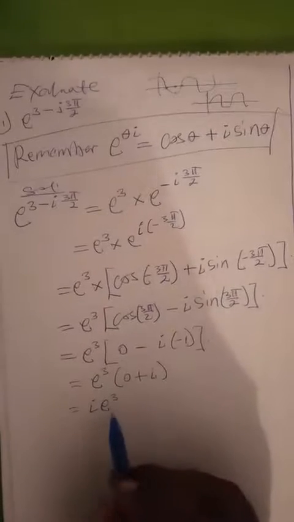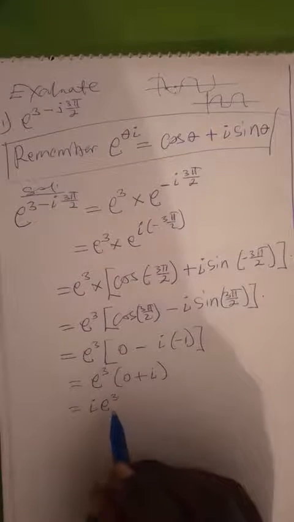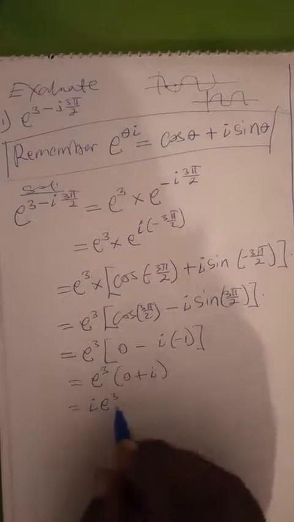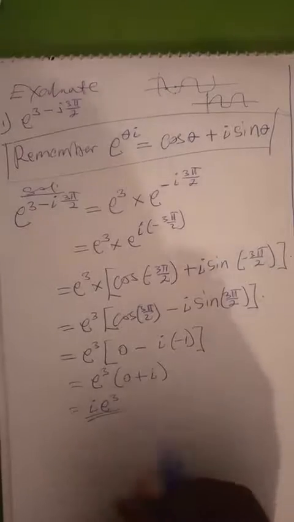Okay, so this becomes e raised to the power of 3 bracket 0 plus i. Okay, so this becomes i e raised to the power 3. So this is the simplified form, but if I like, I can get the value of e and cube it, then you put the answer here, but this serves as the final answer for this video.